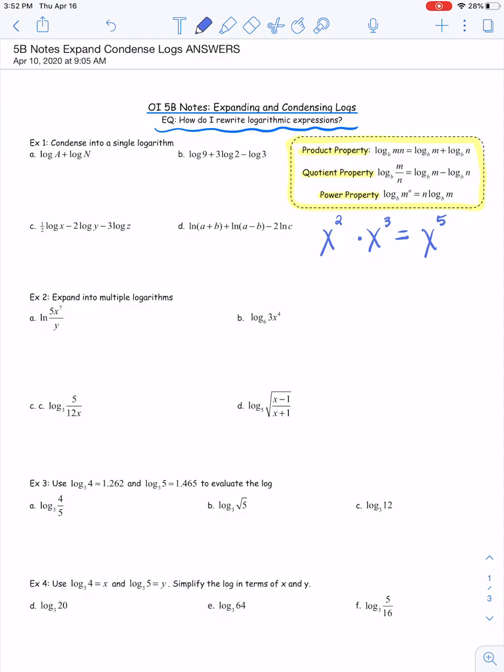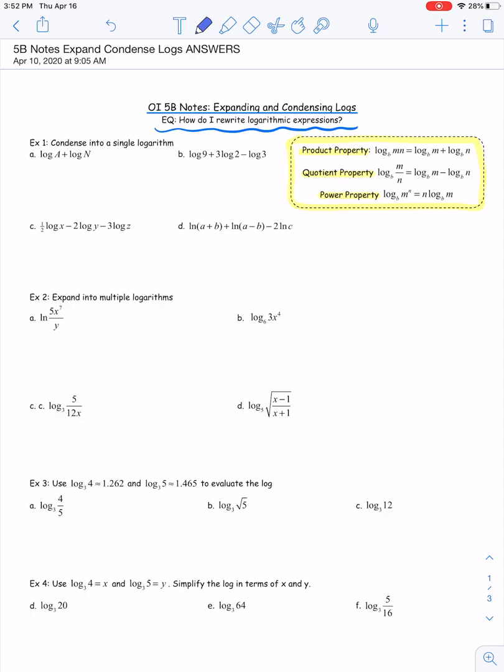If we're doing something like division, maybe I have x to the fifth divided by just x to the first power. What do I do with my exponents? I subtract them. So that would give me x to the fourth power. So because these are our exponential properties, logarithmic properties are going to be the opposite of that because they're inverses of each other. So I'm listing three very important properties of exponents. We have the product property, the quotient property, and the power property.